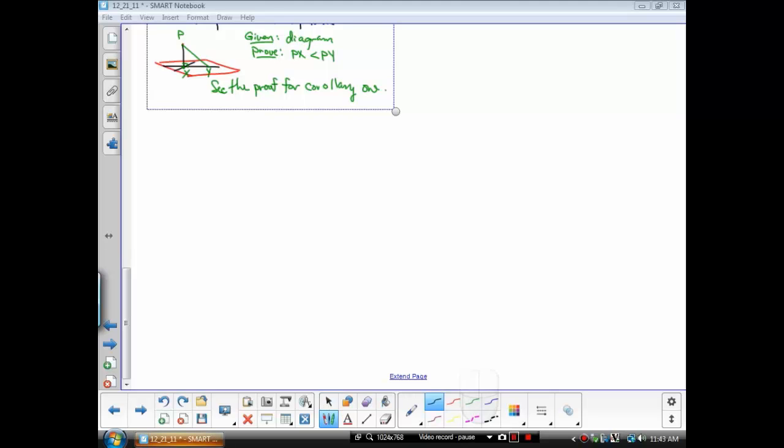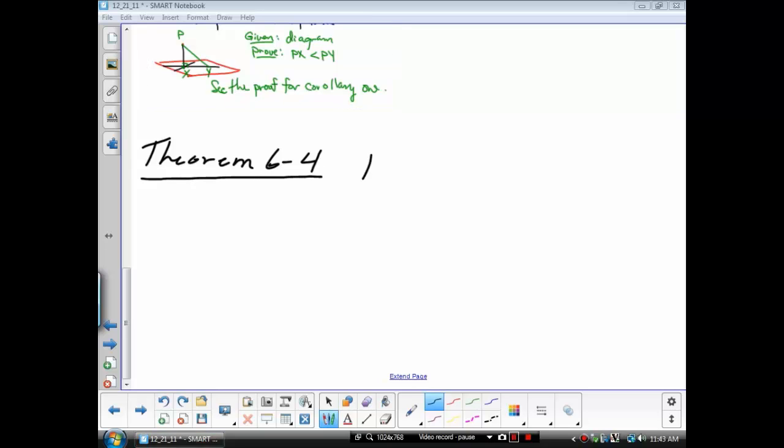So the last theorem here is theorem 6.4, which is the triangle inequality theorem. And what this theorem says is the sum of the lengths of any two sides of a triangle will be greater than the length of the third side of the triangle.